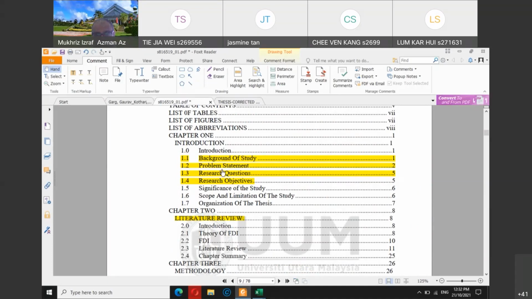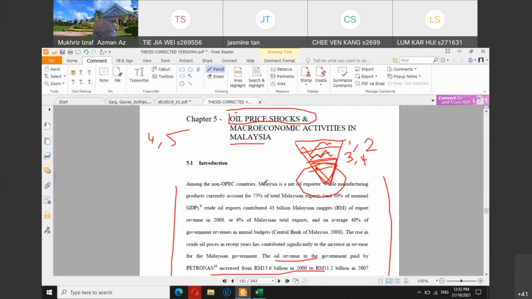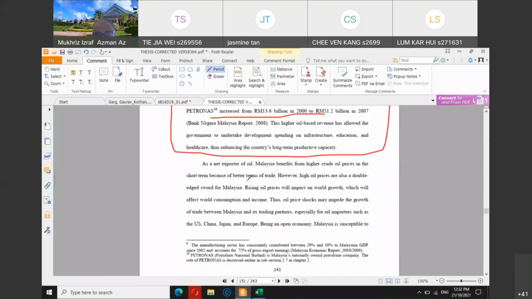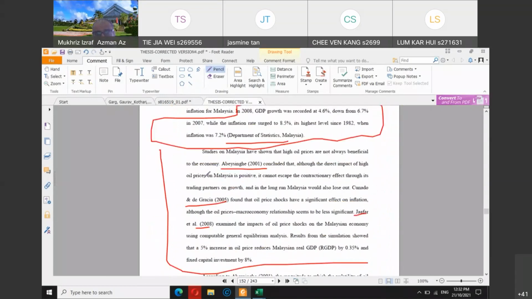When it comes to the issue that you want to investigate, you need to mention a bit of it in the problem statement. Don't forget, as I did here in your introduction, I mentioned that there are some studies that were done on Malaysia as well, when it comes to the oil price issue.